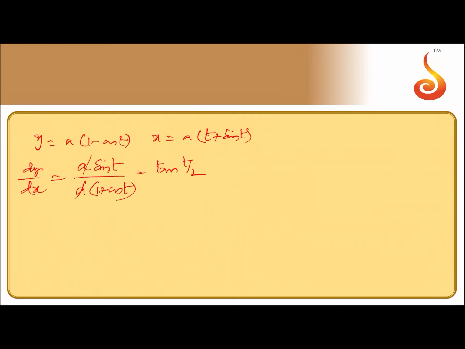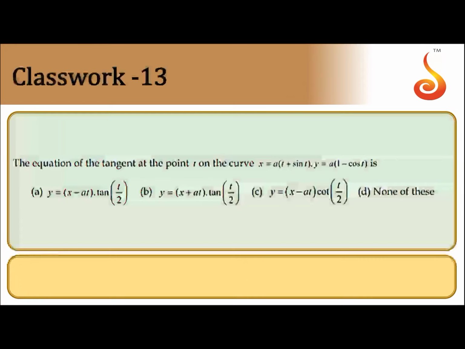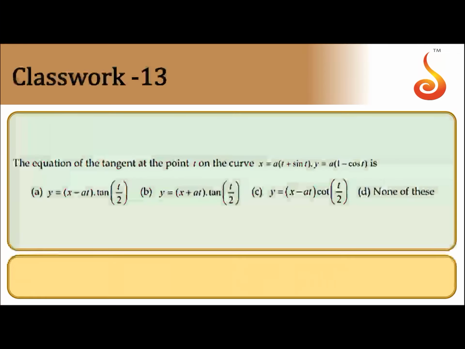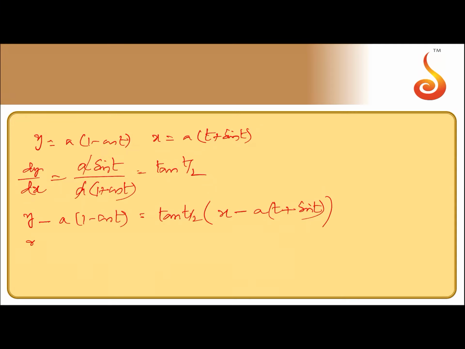When you simplify using trigonometry, you get the slope of the tangent, tan t by 2. So the equation of the tangent is given by y minus a times (1 minus cos t) equals tan t by 2 multiplied by x minus a(t plus sin t). Now I have to simplify and get the answer in terms of y equals.